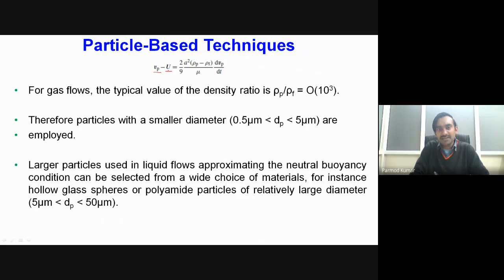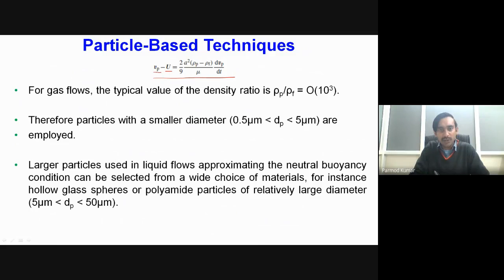So Vp minus u is nothing but the difference between the particle velocity and the velocity of the flow, which is equal to 2 by 9 a square, rho p minus rho f, divided by mu, into dVp by dt. This equation is a simplified version of the previous equation, and it is particularly applicable for very small particles. Generally, when we go for velocimetry using particle based techniques, we have to consider the diameter of the particle in the order of micrometers.